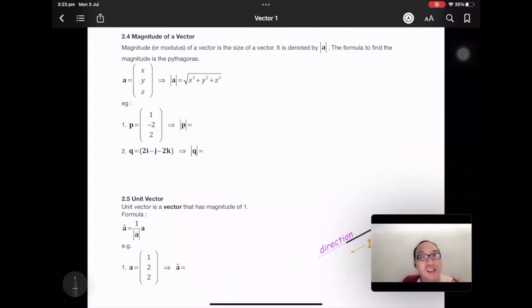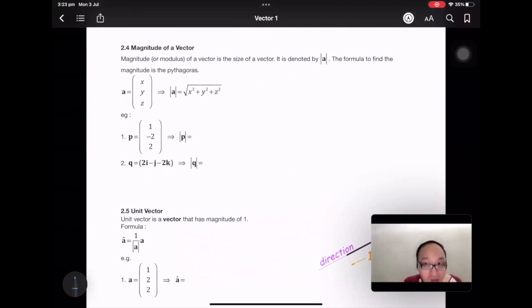Again, magnitude is the size, the length of the vector. So how do you find the magnitude of a vector? If we draw in 2D, from O to A, coordinate A is (3, 4), for example. That means it's 3 in the x direction and 4 in the y direction. So I can say vector OA is (3, 4).